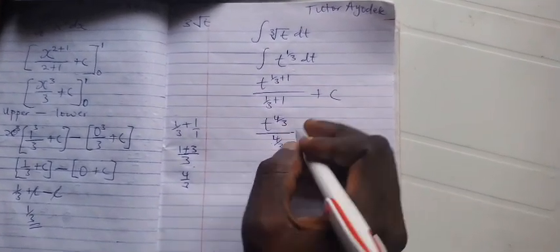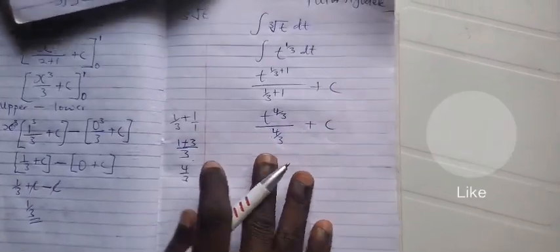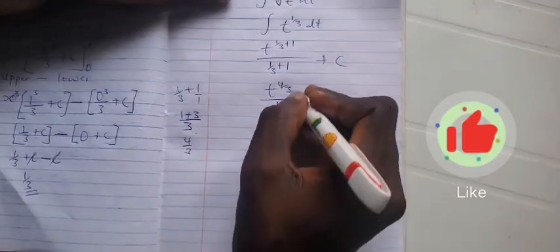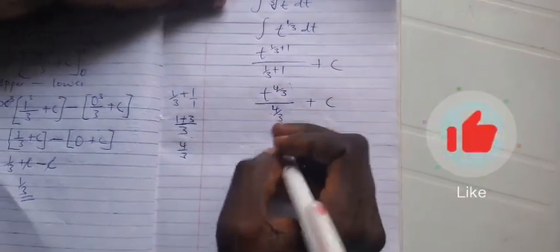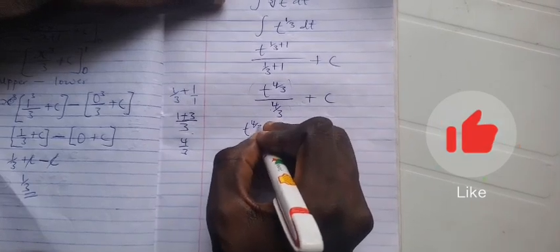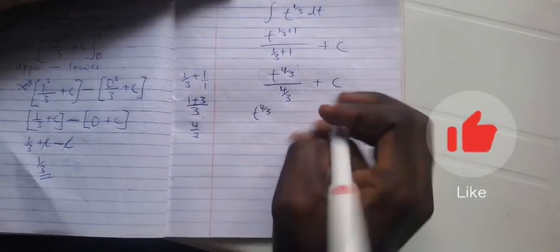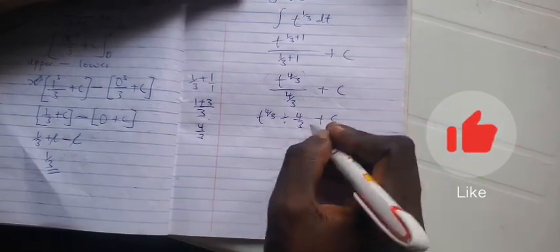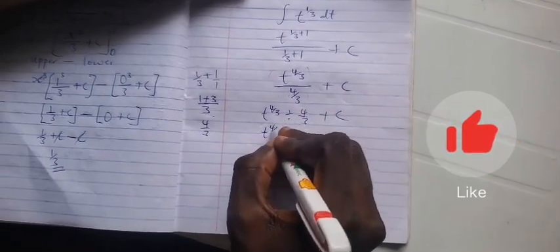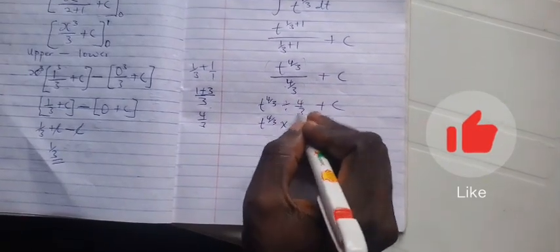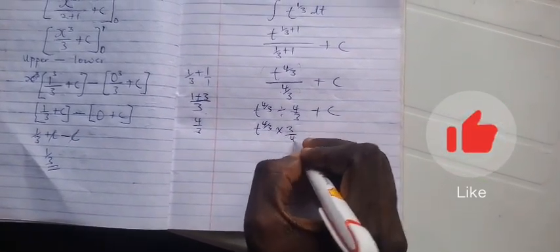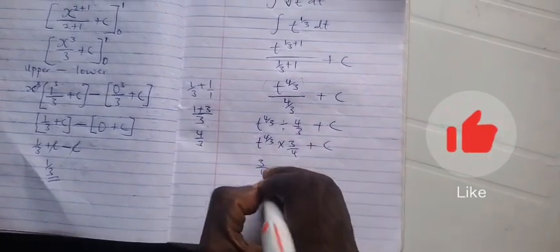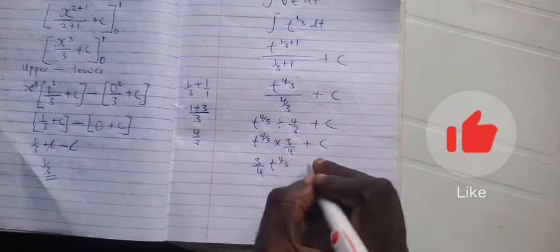Over 3 plus constants. So if you use the approach I use here, we take this as the numerator, while this as the denominator. We have numerator 4 over 3, divide, this line means divided by the denominator, which is 4 over 3, plus c. If this one changes to multiplication, this thing will go up, and therefore this will come down. That will be 3 over 4 plus c. So if you use this 3 over 4 to multiply, we have 3 over 4 t raised to power of 4 over 3 plus c.